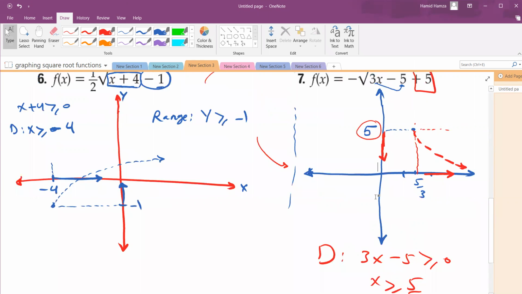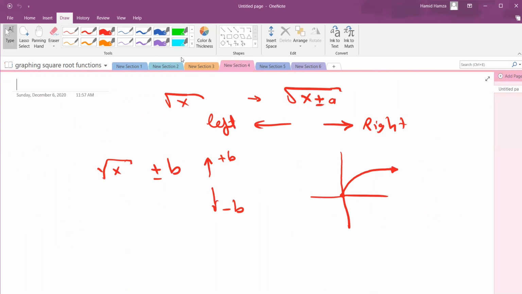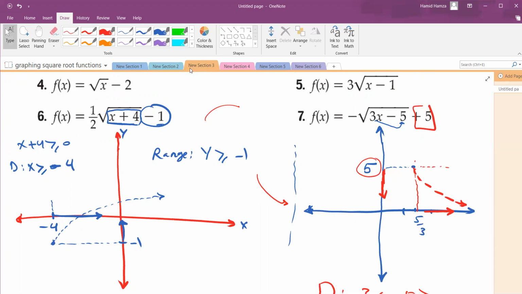So any question about this part, guys? So we have three transformations. We translated to the right 5 over 3, 5 units up, and reflected about the x-axis because we have a negative sign. Okay, guys. So where are we? Yeah, this one.